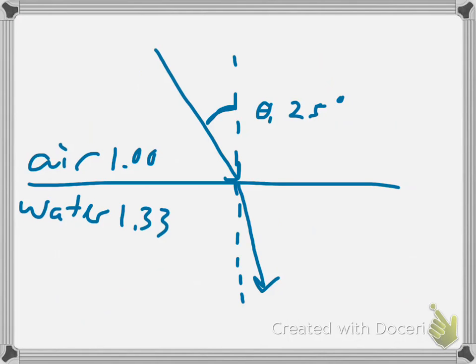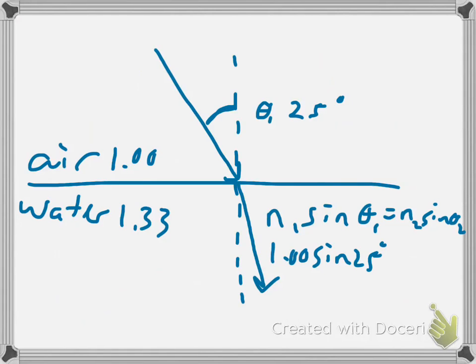So you can plug in everything that you have into Snell's law, N1 sine theta 1 equals N2 sine theta 2. So 1.00 sine of 25 degrees equals 1.33 sine theta 2. That's a theta 2 in the corner; ran out of room. Then we can solve for theta 2.